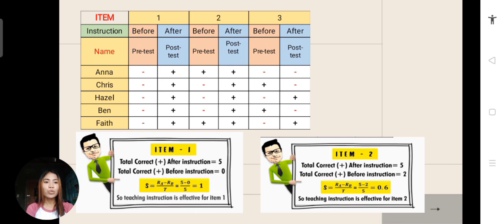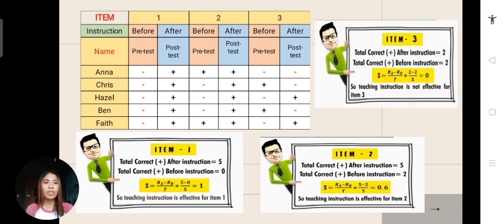And in item 2, we have 5 students who got correct answers after instruction and 2 students before instruction. Therefore, substituting those values in the formula S equals R sub A minus R sub B over T is equal to 5 minus 2 over 5, which is equal to 0.6. Therefore, teaching instruction is effective for item 2.